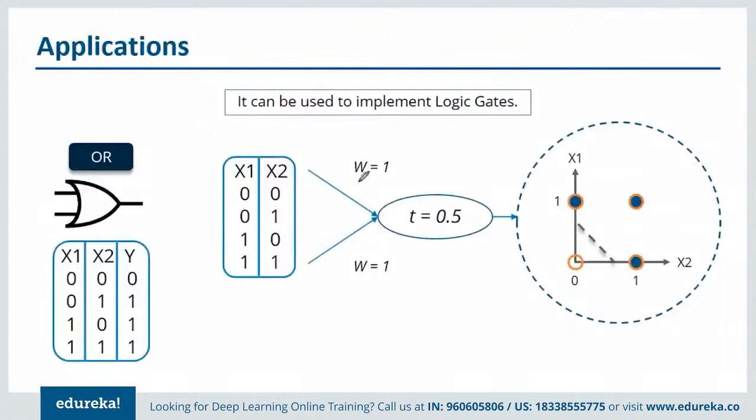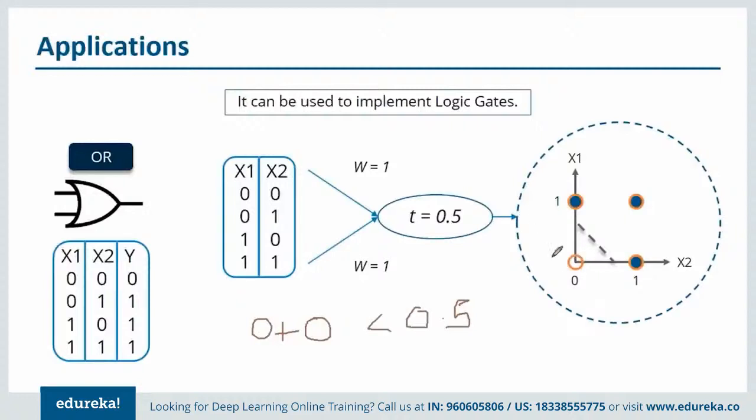Now we have x1 and x2 as inputs. So we provide the first input as 0, x1, and this also as 0. So 0 into 0 is again 0, 0 into 0 is 0. And then we pass it through this activation function. Now we need to make sure that whatever value comes here should be greater than 0.5, then only our neuron, or the perceptron, will fire. But since this value is less than 0.5, the neuron won't fire and our output will be 0, as you can see over here.